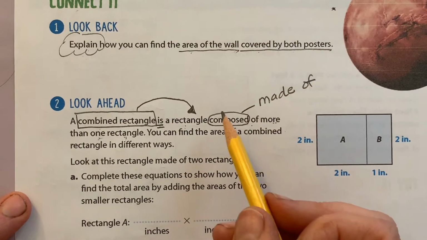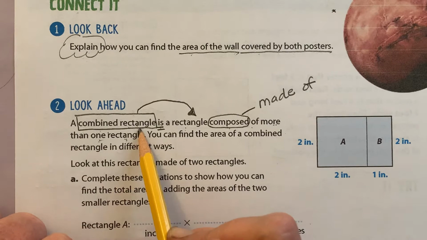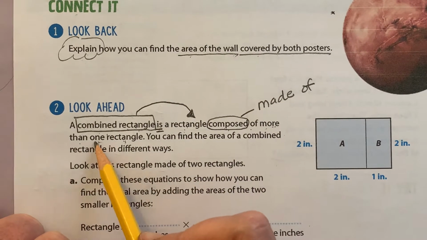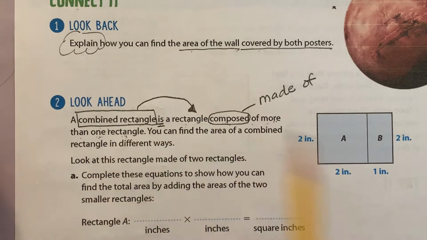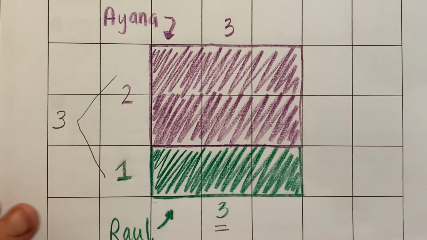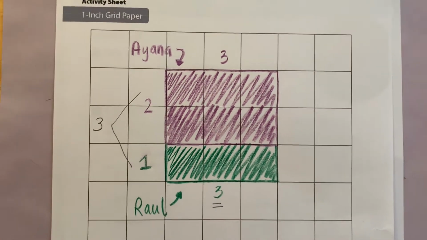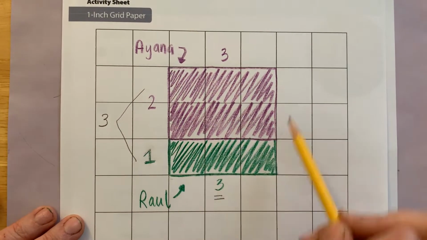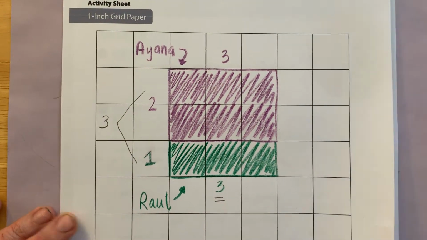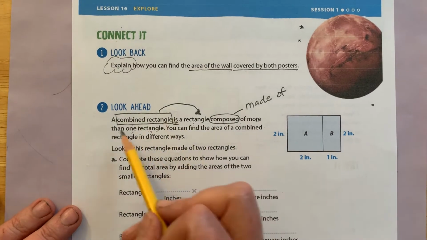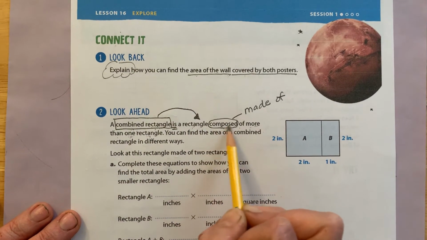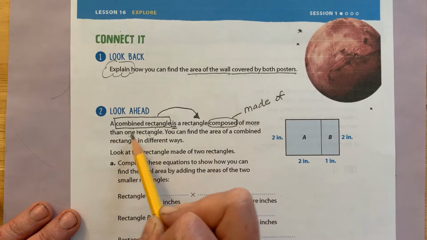So let's say it with "made of." A combined rectangle is a rectangle made of more than one rectangle. So a combined rectangle, like Ayana's poster and Raul's poster, is kind of the same thing. This is composed of 2 rectangles. Okay, so a combined rectangle is a rectangle made of, or composed of, more than one rectangle.